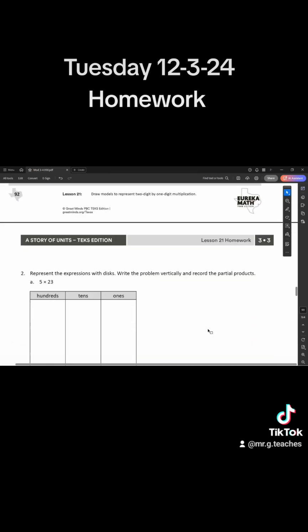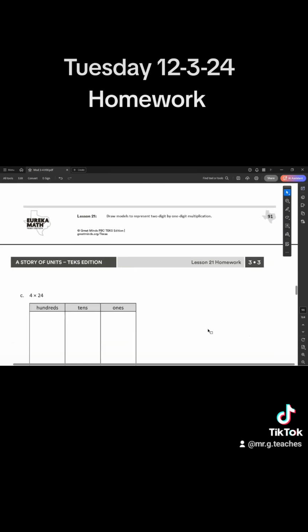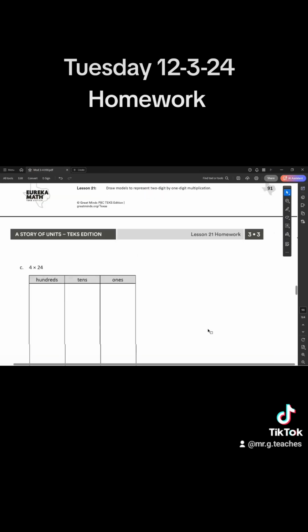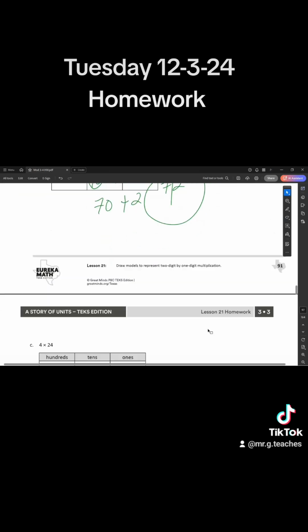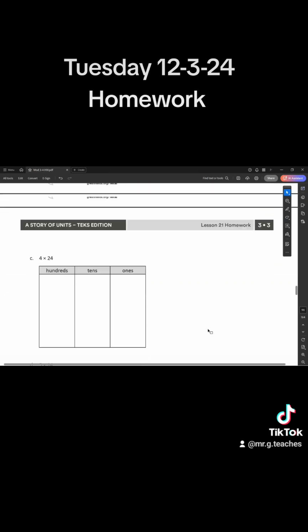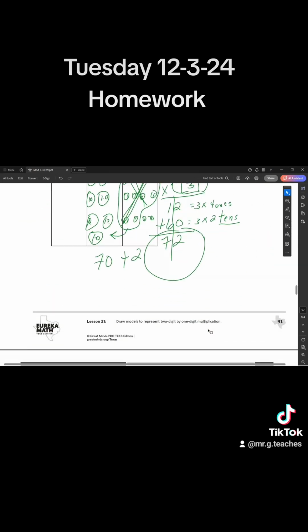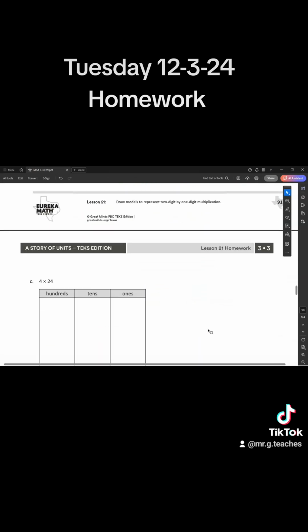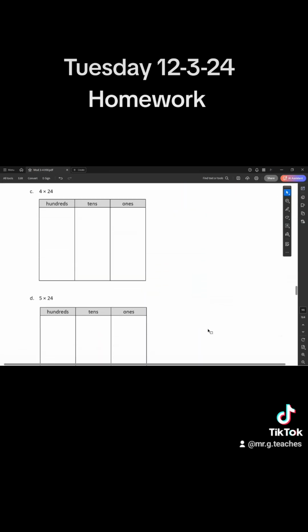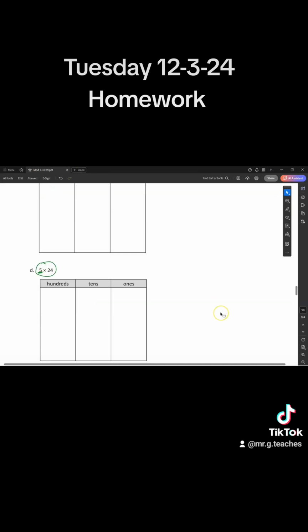Now we have, let's see, C and D. I'm going to leave you to do those on your own. Okay? You're doing them exactly how we did B. Okay? Exactly. Now, if you look here, you have 4 times 24 and you have 5 times 24. You're doing the same thing. All you're going to do is add one more here because it's 5 times 24. Okay?